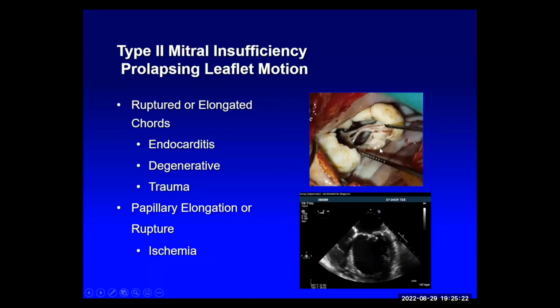The type 2, in this picture here, you have a Barlow valve, but that applies also to simple fibroelastic deficiency. You have ruptured and elongated cords, usually degenerative, very rarely trauma or endocarditis, or papillary muscle elongation and rupture. But the main cause of type 2 mitral valve regurgitation is degenerative disease. Again, lots of mitral tissue in the leaflets, but one is lying on top of the other. Therefore, blood is going to escape, and usually you have an anterior directed jet that makes a circle around the atrium.